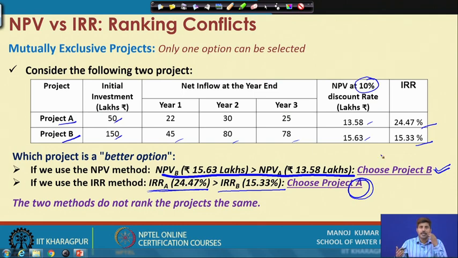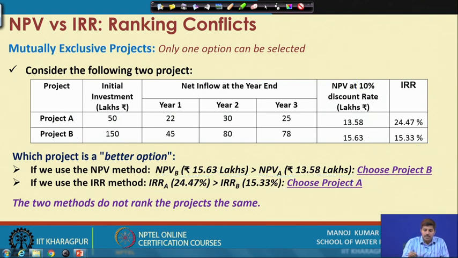Now, the NPV and IRR calculations are similar to what we did earlier, so I am not going into the detail of how we calculate NPV and IRR again. The question is which one to choose now.